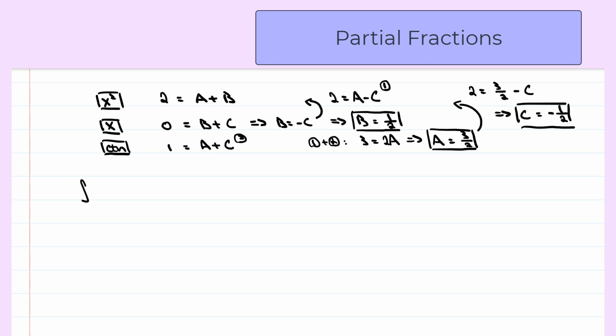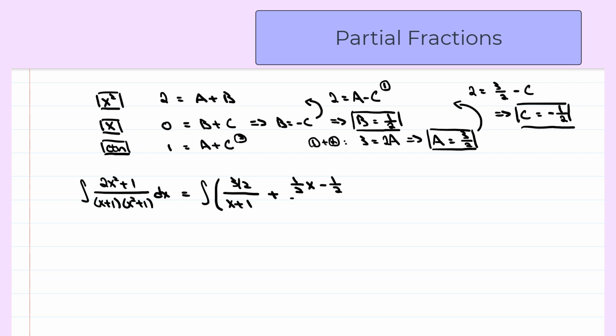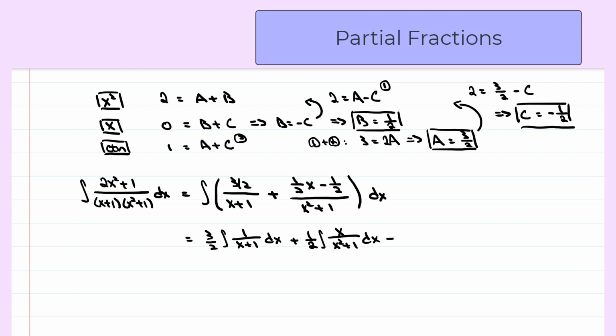So the integral we want to solve, 2x squared plus 1 over x plus 1 times x squared plus 1, equals the integral of a, 3 over 2, over the linear factor x plus 1, plus bx plus c, that is 1 over 2 times x minus 1 over 2, over the quadratic factor x squared plus 1, which equals 3 over 2 times the integral of 1 over x plus 1, plus 1 over 2 times the integral of x over x squared plus 1, minus 1 over 2 times the integral of 1 over x squared plus 1.